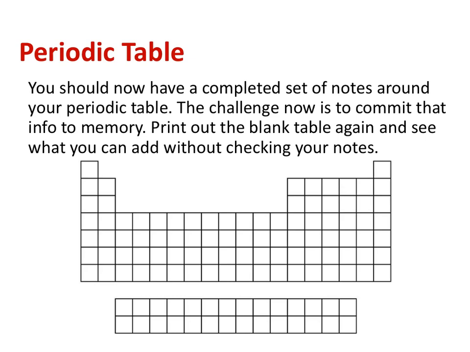So the challenge is now to commit that information to memory. Maybe you need to print out the blank periodic table again and see what you can add without checking your notes. So can you add all the information around the periodic table without having to go back and check and look? So try and commit all of that to memory.